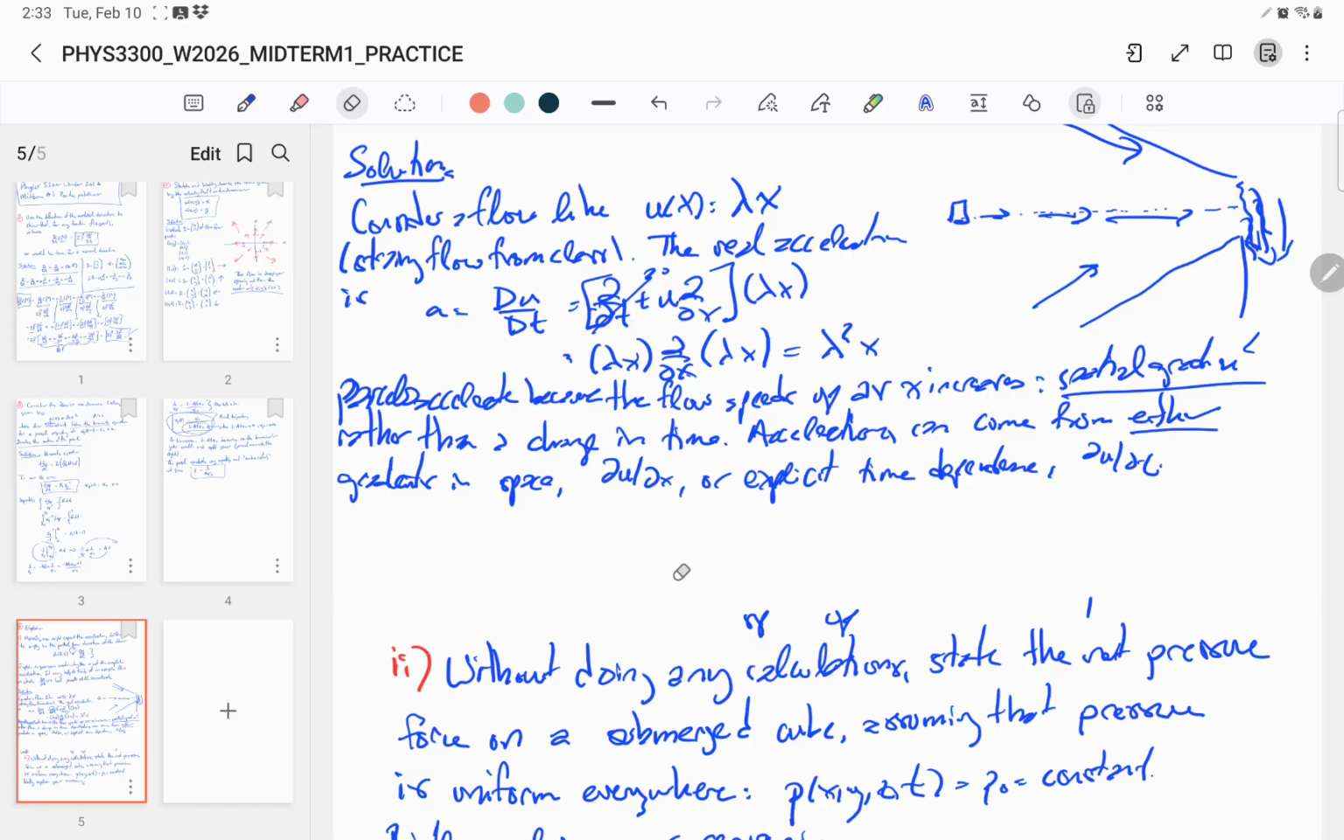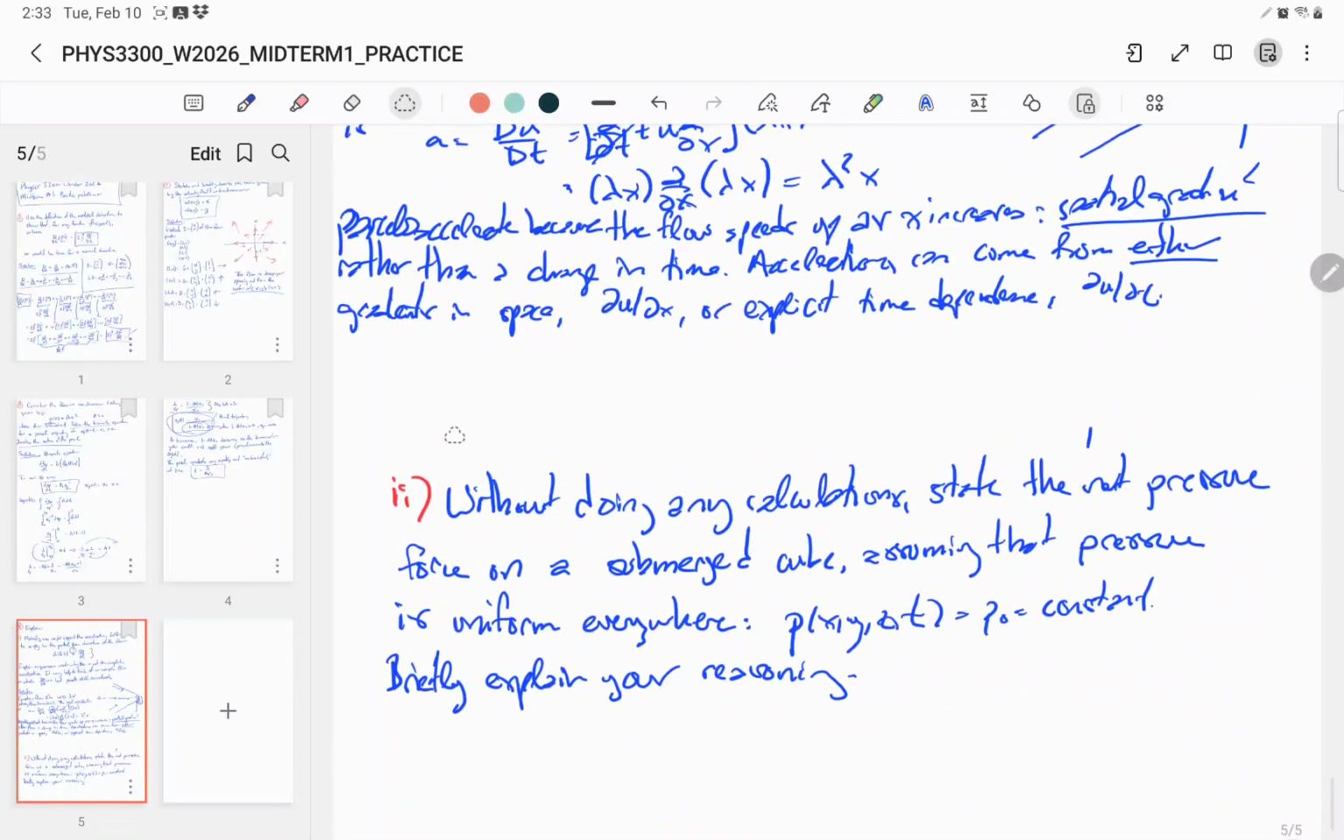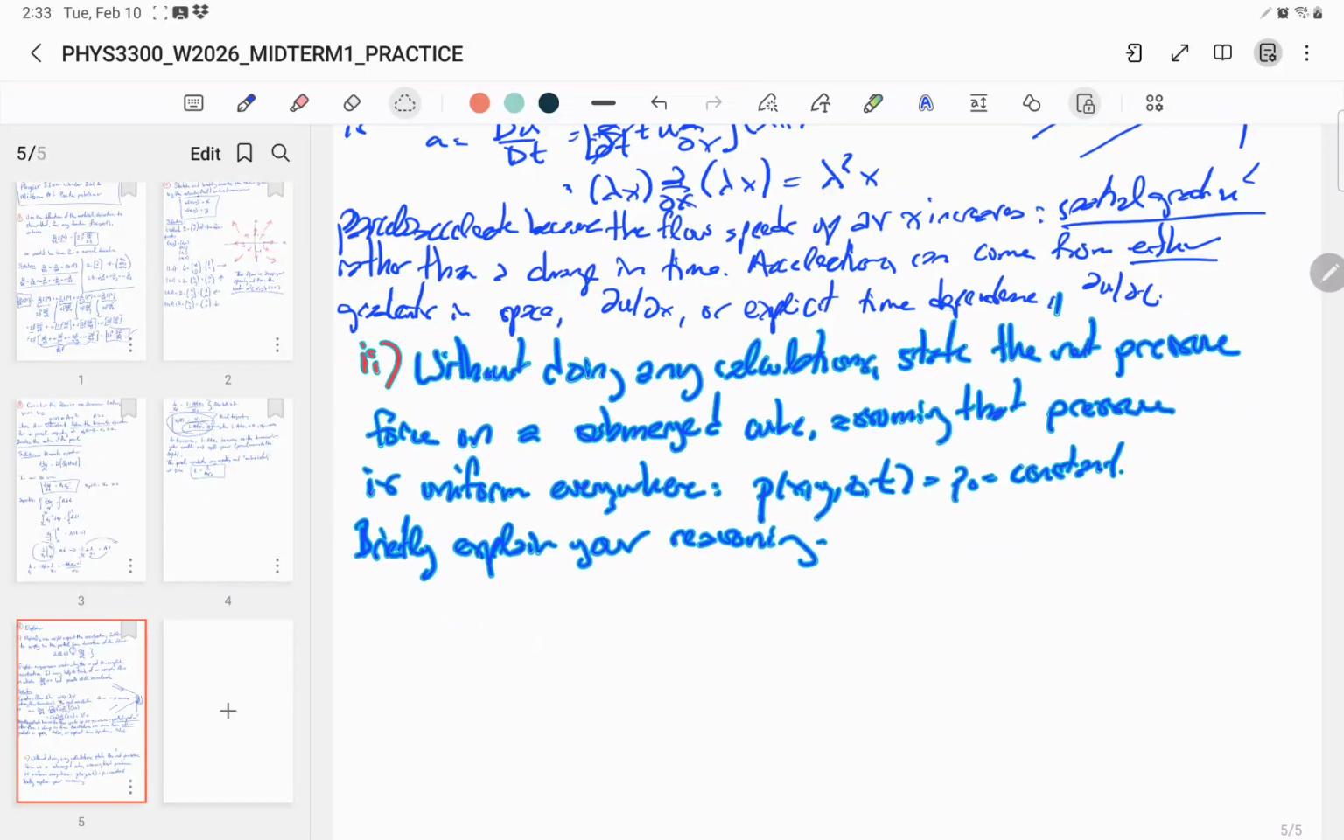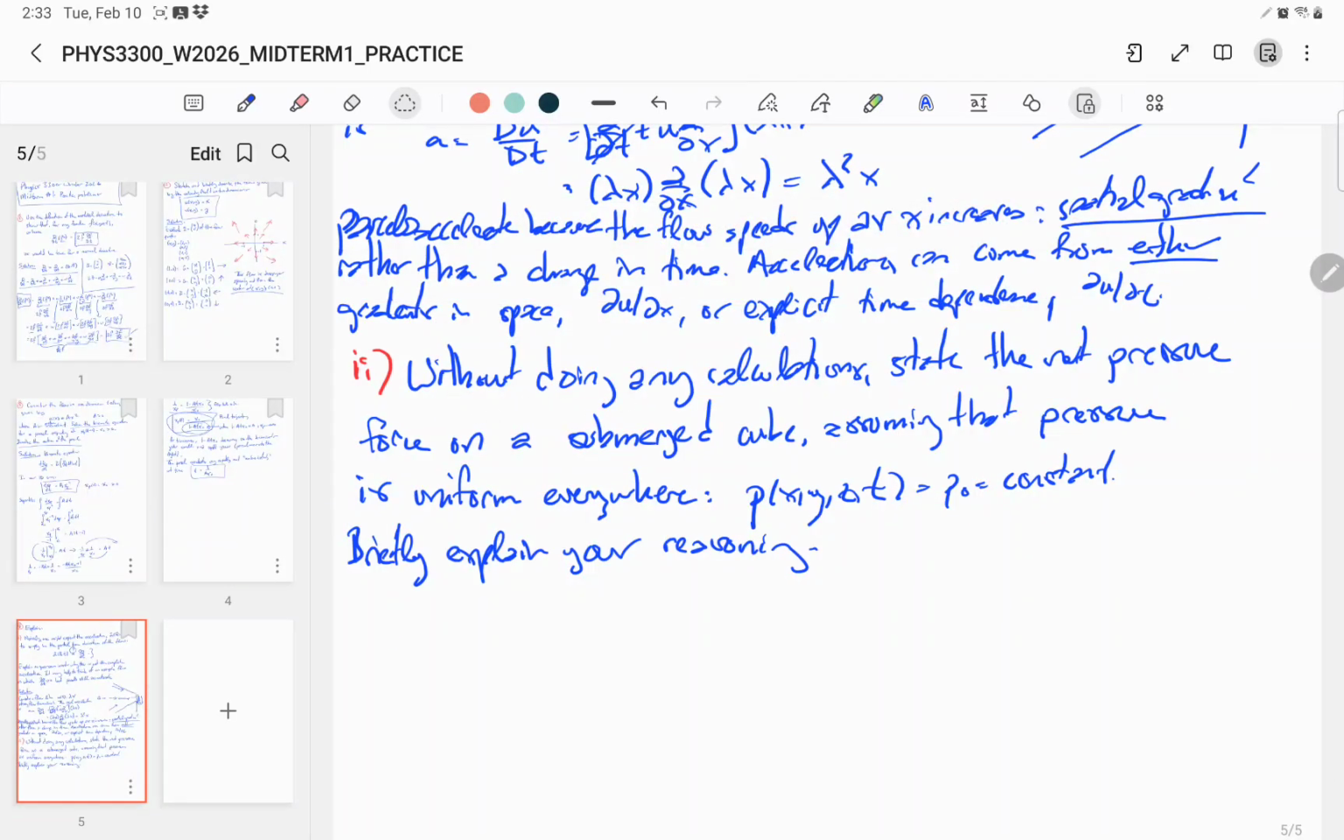Okay. And the last explanation question as part of the practice problems says here: without doing any calculations, state the net pressure force on a submerged cube, assuming that the pressure is uniform everywhere in the fluid. So P of x, y, z, t is just equal to P naught, a constant. Briefly explain your reasoning. So we have here our water, the cube underneath, pressure equals P naught, constant everywhere inside. And so we've got pressure forces acting on the walls of our cube, 6 pressure forces on the 6 sides.